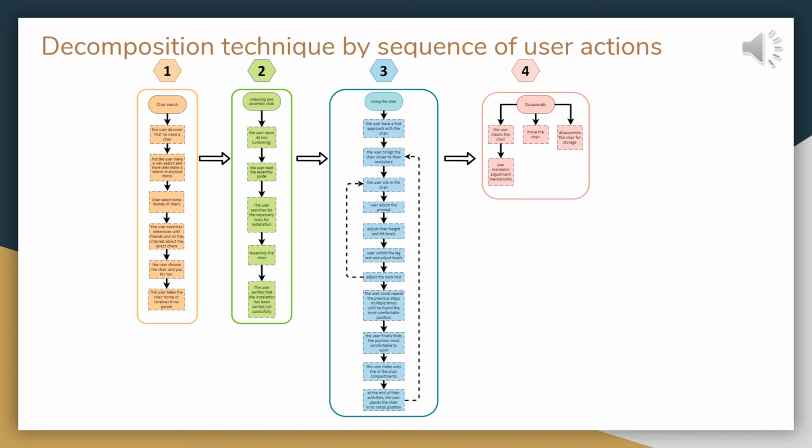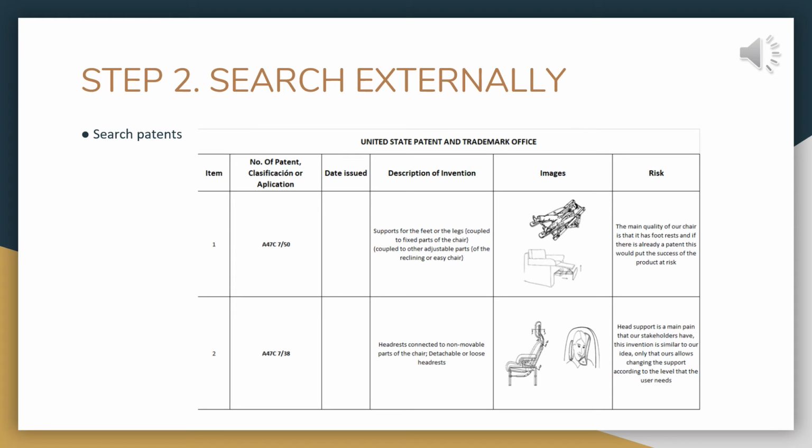For step 4, we name occasionally. Here there are 3 actions that the user will do occasionally. The first is that the user cleans the chair, the second, moves the chair, and finally disassembles the chair for storage.